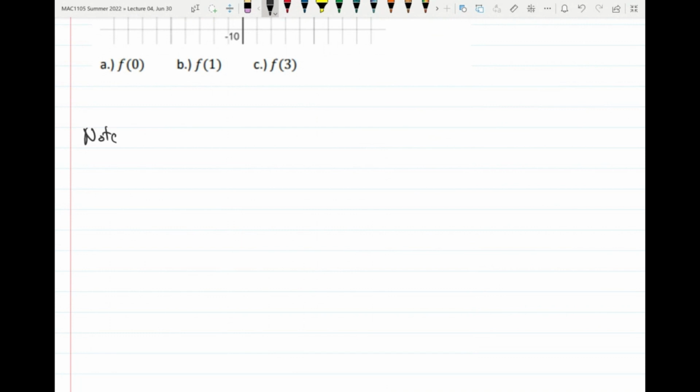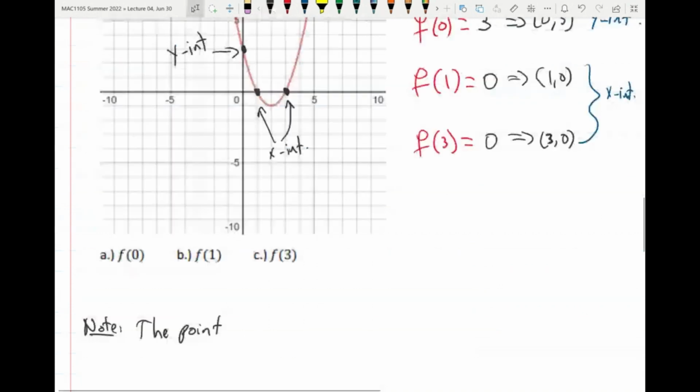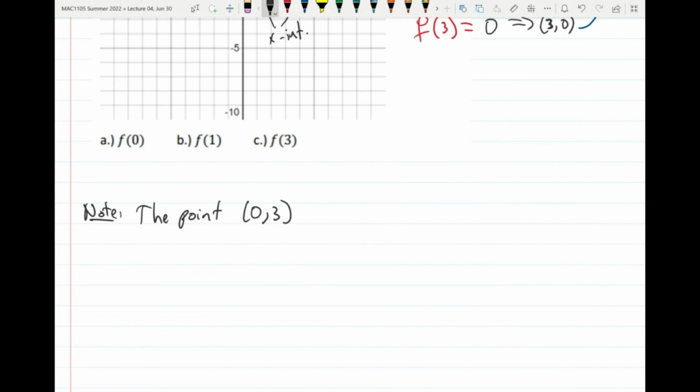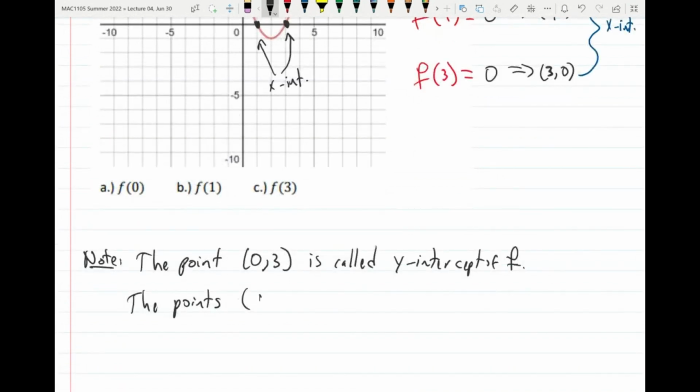So note, the point 0,3 is called the y-intercept of f, and the points 1,0 and 3,0 are called x-intercepts of f.